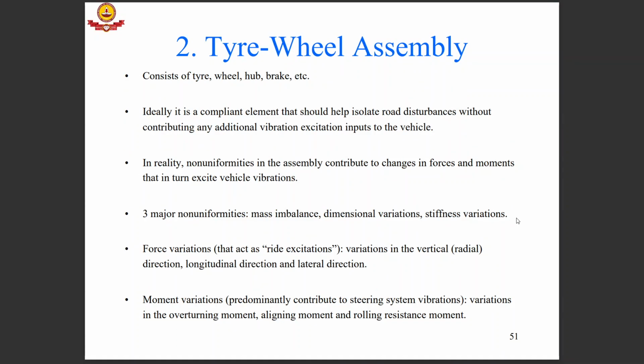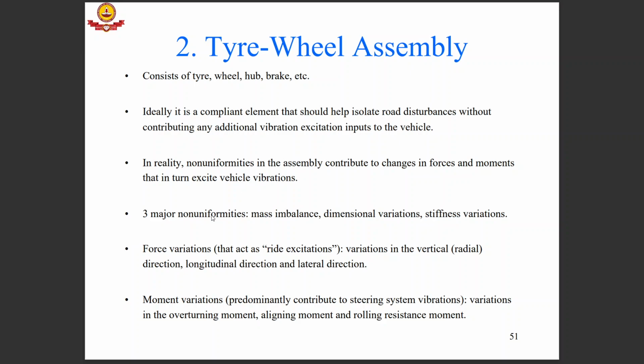Second point is tire wheel assembly. It consists of the tire, wheel, hub, and brakes. So this is part of the unsprung mass. If there is some kind of non-uniformity in this assembly, it is going to act as one source of vibration.